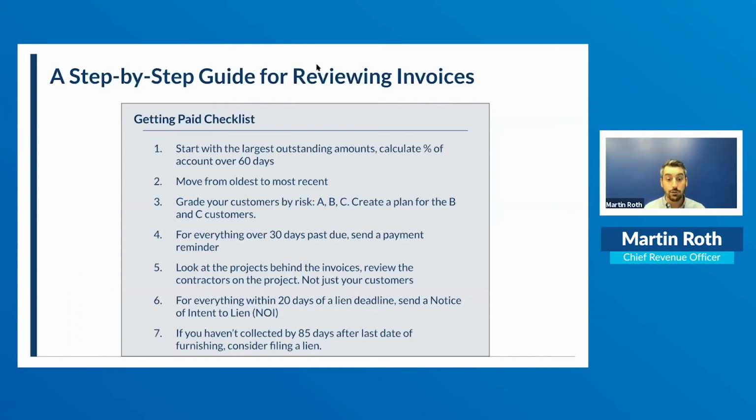And then finally, if you haven't collected by 85 days past the date that you last furnished labor and materials, you want to start thinking about filing the lien. Make sure you understand when the lien deadline is coming up. Hopefully you're using a system like Levelset to keep track of your lien deadlines so you don't have to keep track of them yourself. But nevertheless, once you start bumping up against 90 days, that's when it's time to start thinking about whether or not you need to file a lien.